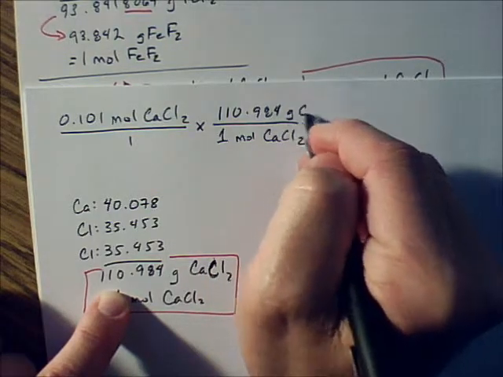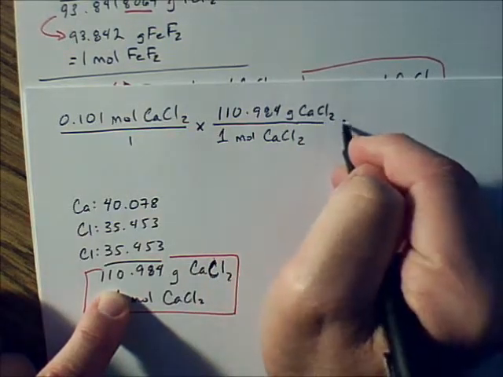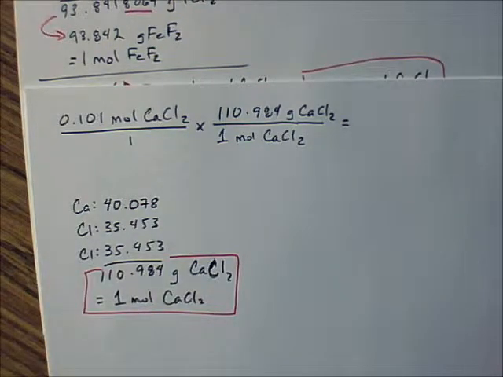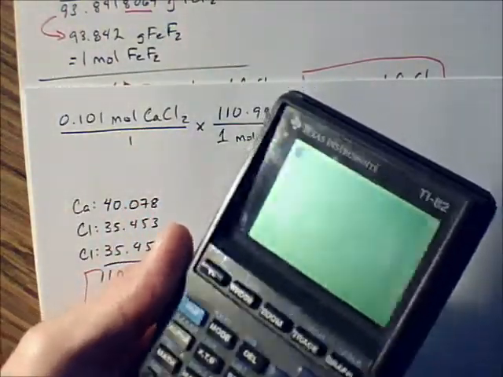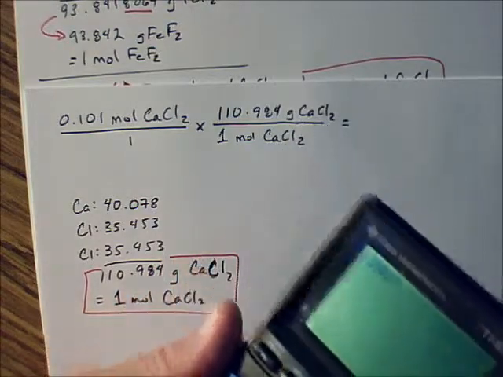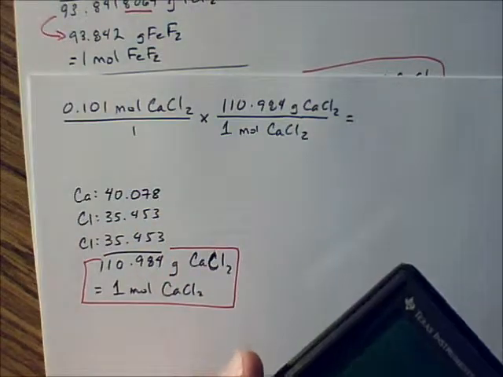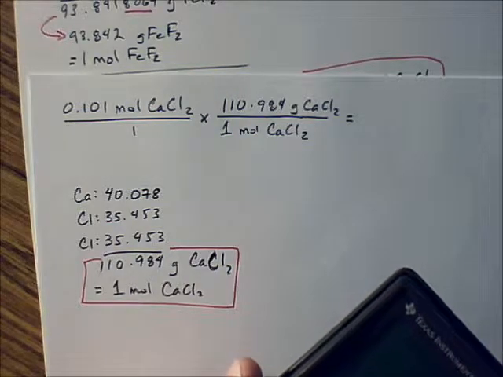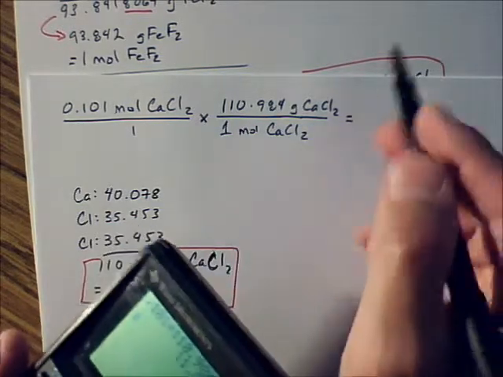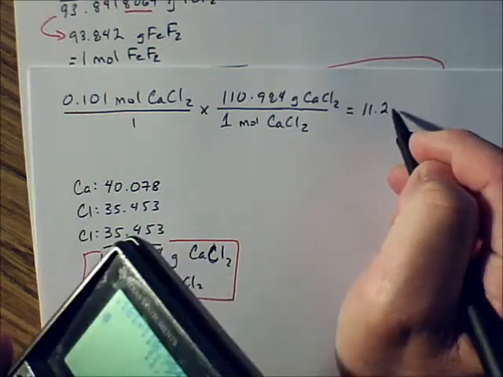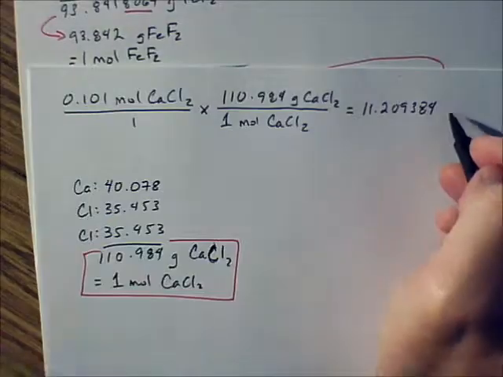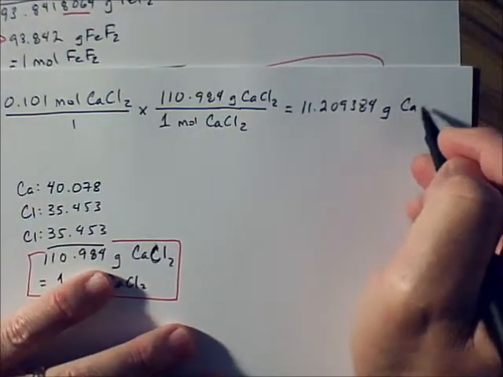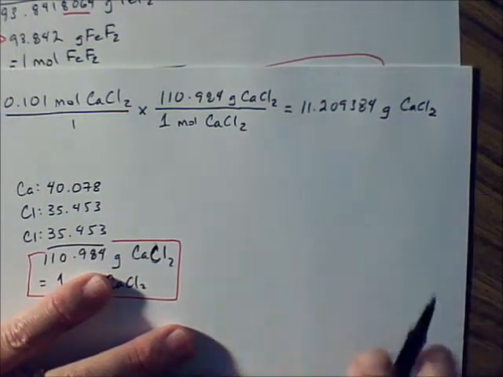You must keep all your units and species in every stage. If you make those shortcuts, you make mistakes. Alright, so let's see, 0.101. This is a multiplication problem. It's times 110.984. And I get 11.209384 grams of calcium chloride. Okay.